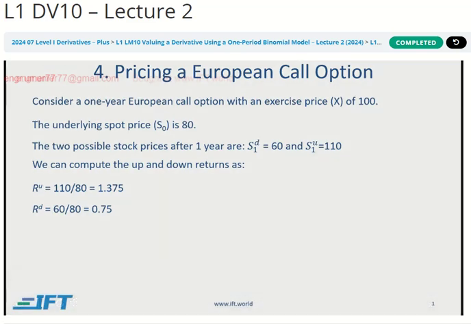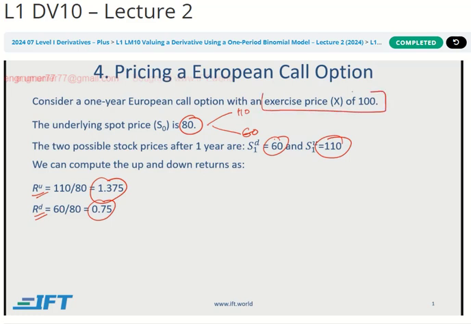So far we've discussed that the spot price is 80 and it can either go up to 110 or it can come down to 60, right? We've already discussed this. And the return of the up move is 1.375 and the return of the down move is 0.75. But now we are adding one new point, which is the exercise price.